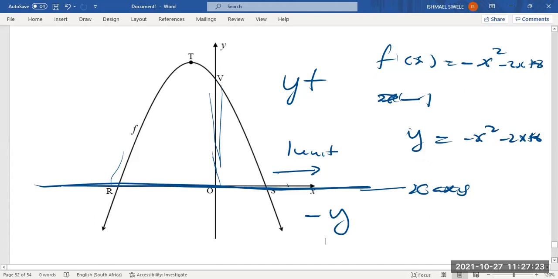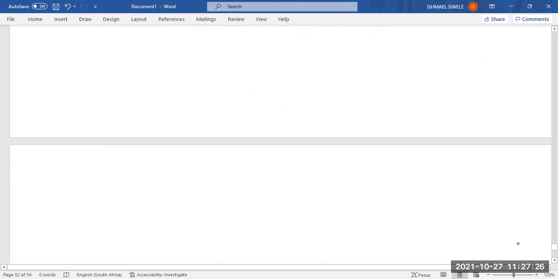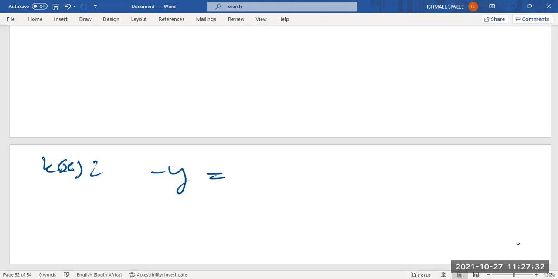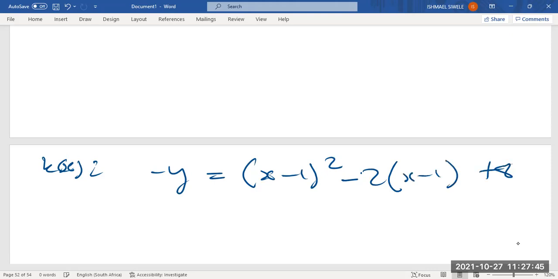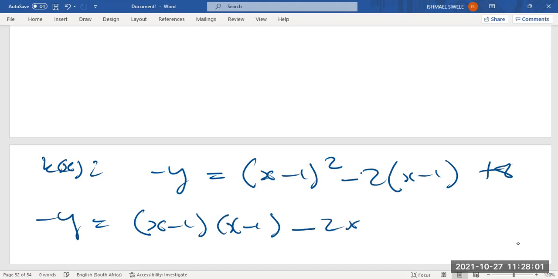So it means for us to write the new graph h of x, we are supposed to say negative y is equal to, when x is no longer x, it is now x minus 1 squared minus 2 times x minus 1 plus 8. So this is how the graph h of x will be. So negative y is x minus 1 multiplied by x minus 1, minus 2 multiplied by x, this is minus 2x minus 2, then my plus 2 here, plus 8 here, right?